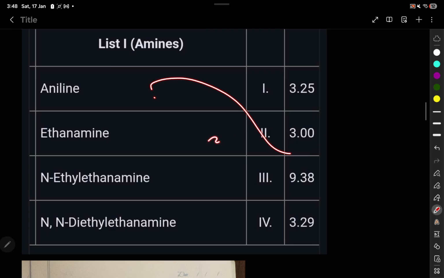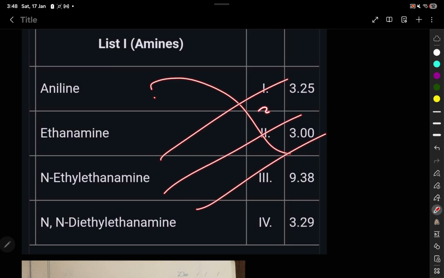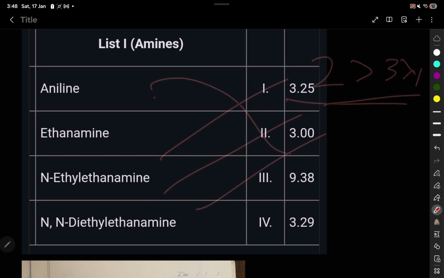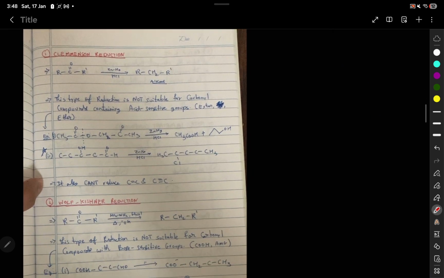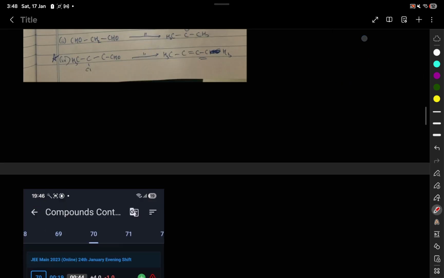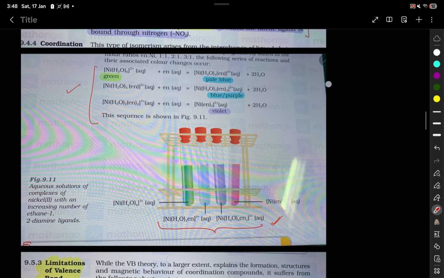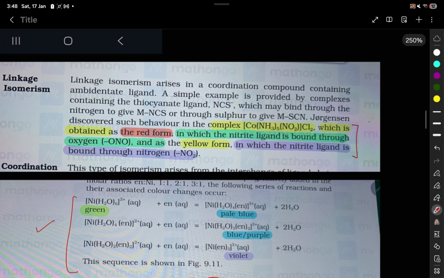This one is just the 2-3-1 exception given in NCERT. Read all the theory pertaining to that because they've explained it in a decent way for once. From here, as you can see, linkage isomerism. In linkage isomerism, this is coming.